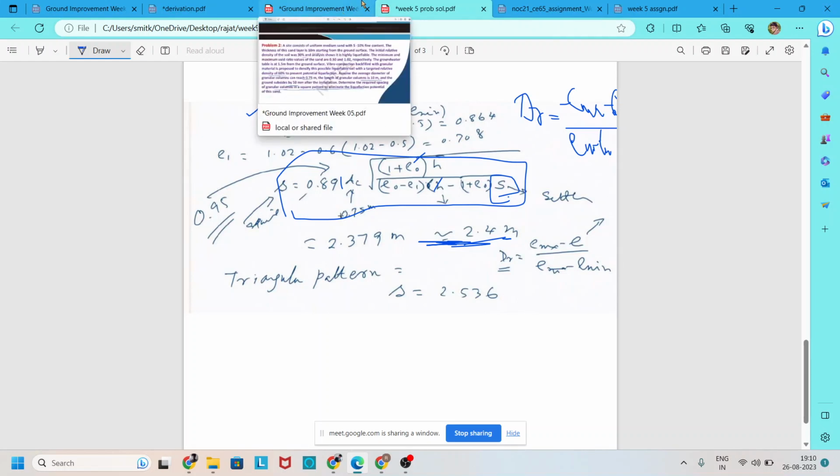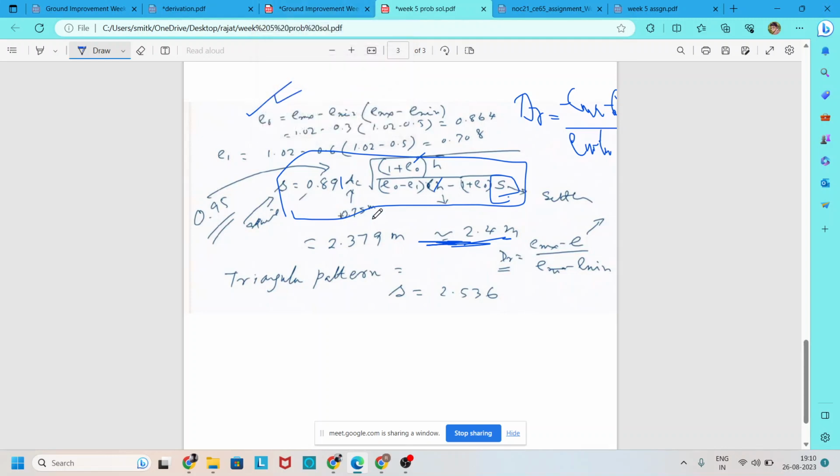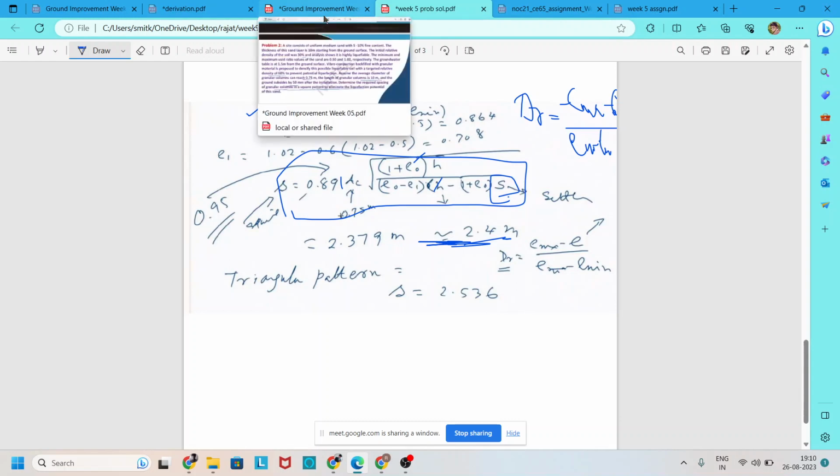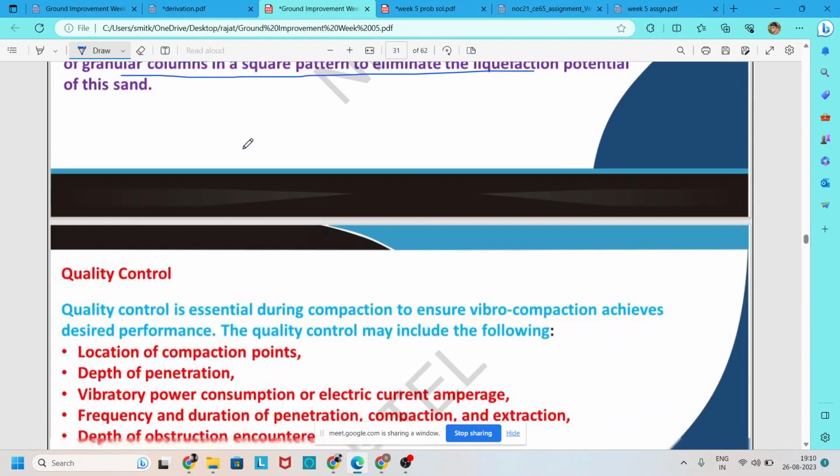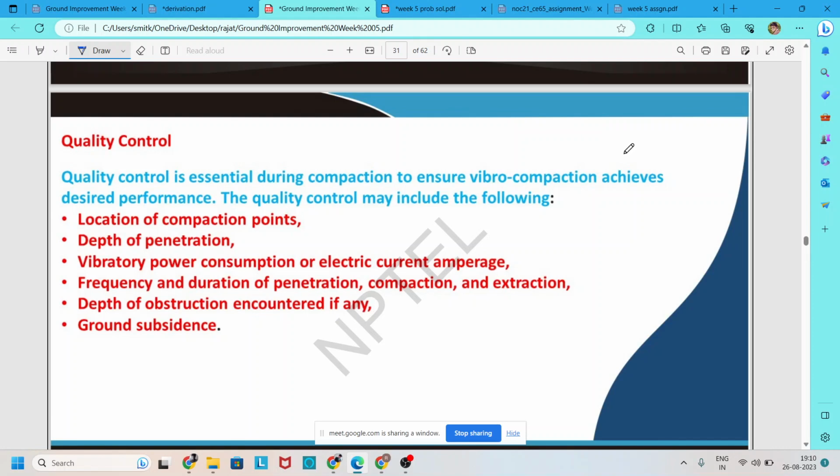So like that we solve different types of problems for vibro compaction. Moving to the next slide, we discuss quality control and quality assurance. Quality control needs to be addressed during the test or during the installation of vibro compaction, and quality assurance is the test after the compaction, whether it has achieved our goal or not.